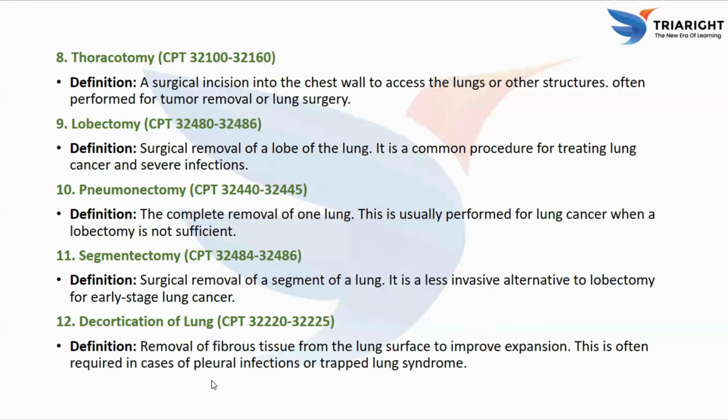And the next procedure is decortication of lung. So what do you mean by decortication of the lung? It's a removal of fibrous tissue from the lung surface, nothing but the pleura membrane, to allow the lung to expand. When is it needed? During chronic pleural infections, empyema, and also trapped lung syndrome. So what is removed in this procedure? Removal of the fibrous pleural layer. There is no lung tissue removed. Decortication is a freeing of the lung but not removing of the lung.